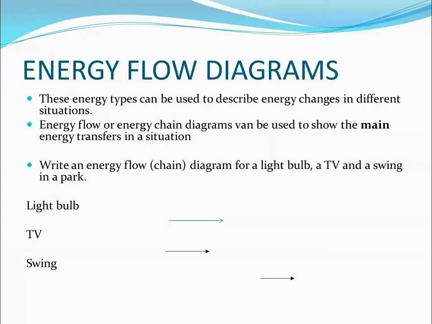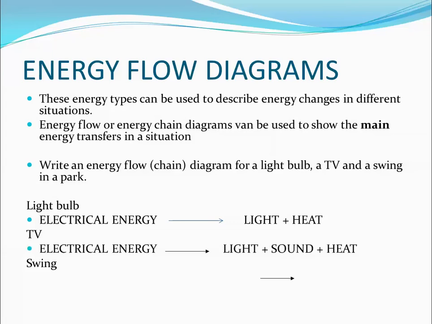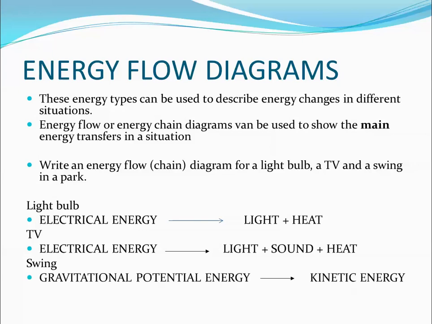So pause now. Okay, solutions. The light bulb. Electrical energy goes to light plus heat. Fairly straightforward. The television. Electrical energy goes to light plus sound plus heat. The swing in the park. Gravitational potential energy goes to kinetic energy. And that again goes to gravitational potential energy because the swing keeps going backwards and forwards. Just read the question, see how many energy changes there are, but generally GPE goes to KE in the swing.